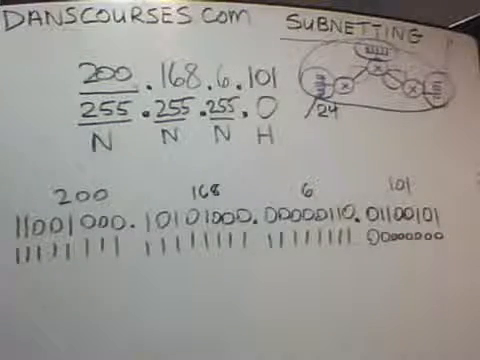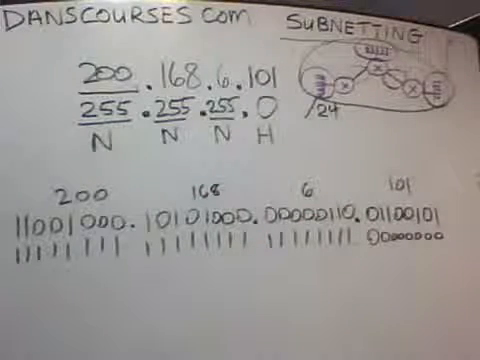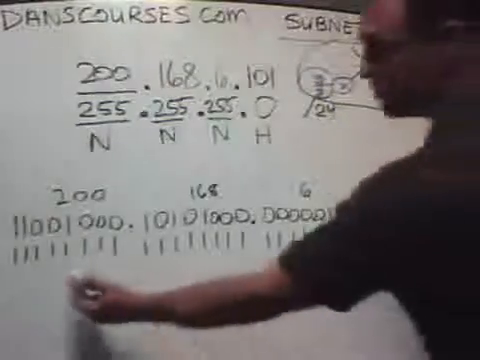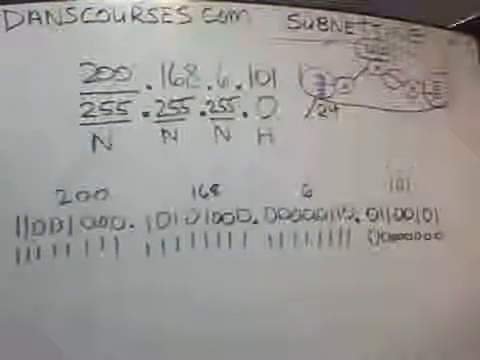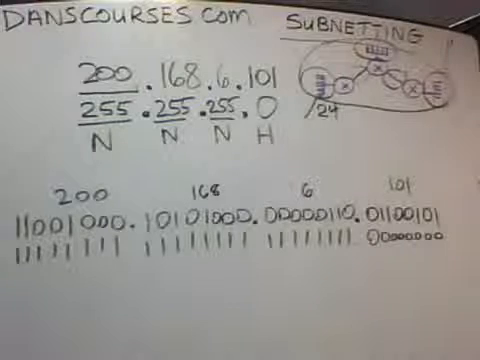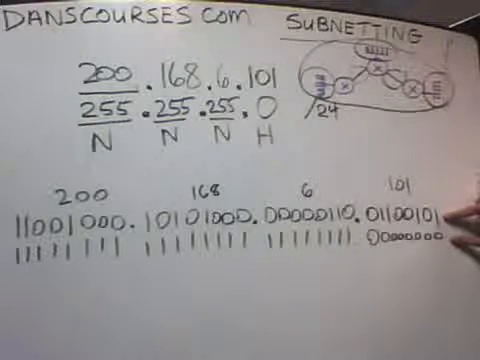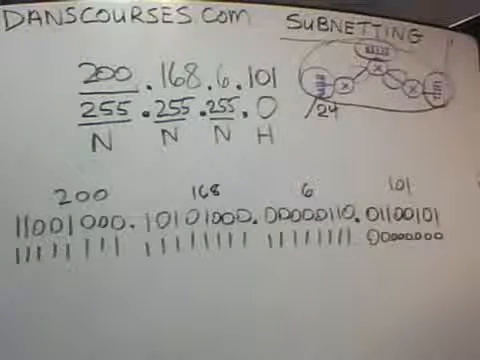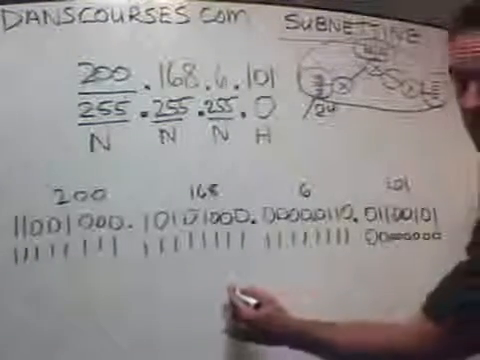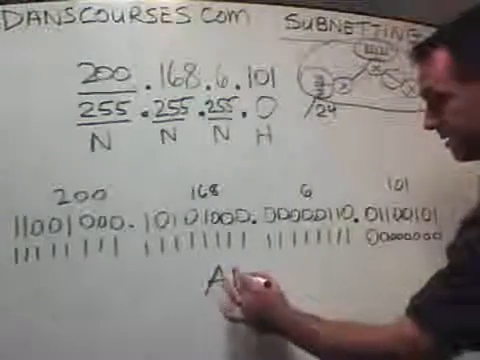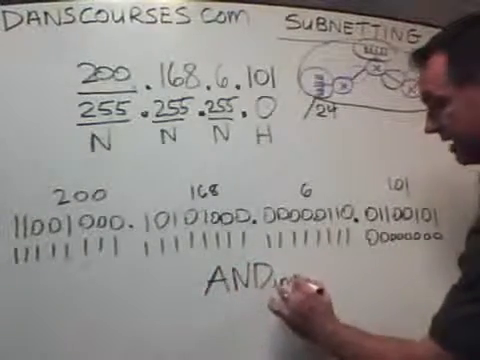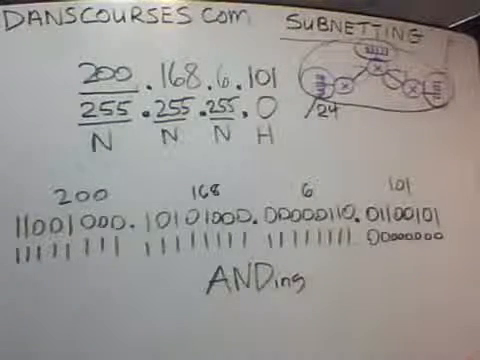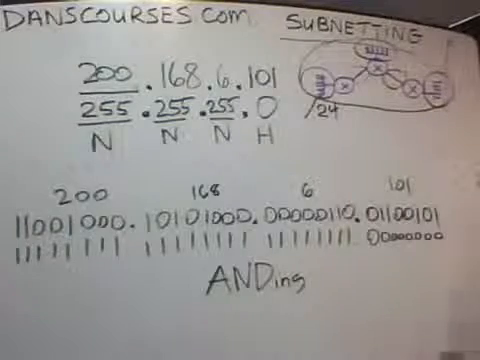Okay, so we've got the IP address on top, and beneath we've got the subnet mask, or the net mask, which is actually 255.255.255.0. So when the router gets these two numbers, the IP address and the net mask, what it does is the router takes them and ANDs them together. We call that process ANDing.